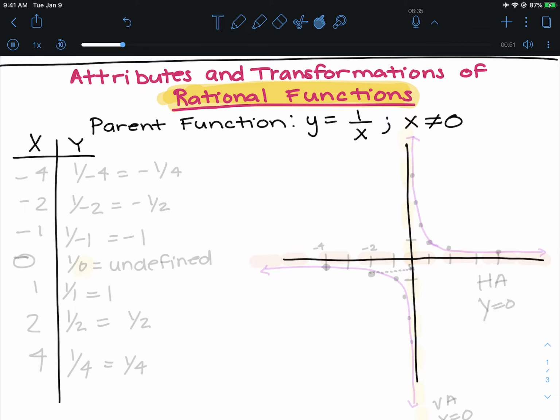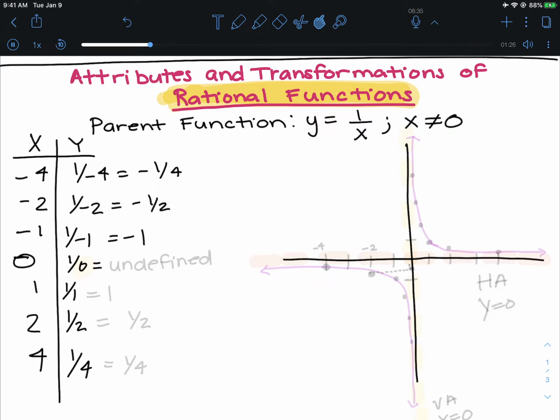I'm going to use -4, -2, -1, 0, 1, 2, and 4. So basically I'm just going to put the x values in for x. Then that's going to give me 1 over -4, 1 over -2, 1 over -1, 1 over 0, 1 over 1, 1 over 2, and 1 over 4. Well, positive divided by a negative is just going to be -1/4, -1/2, -1. Here I have a denominator of 0, which I said cannot happen. So this right here is going to give me undefined.